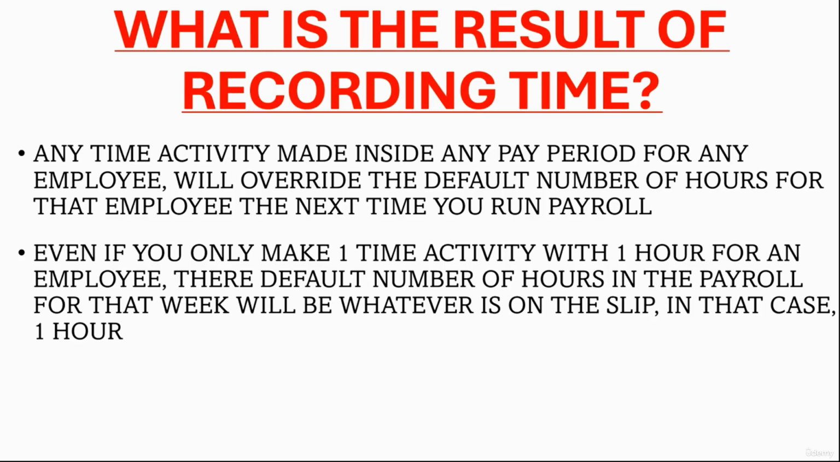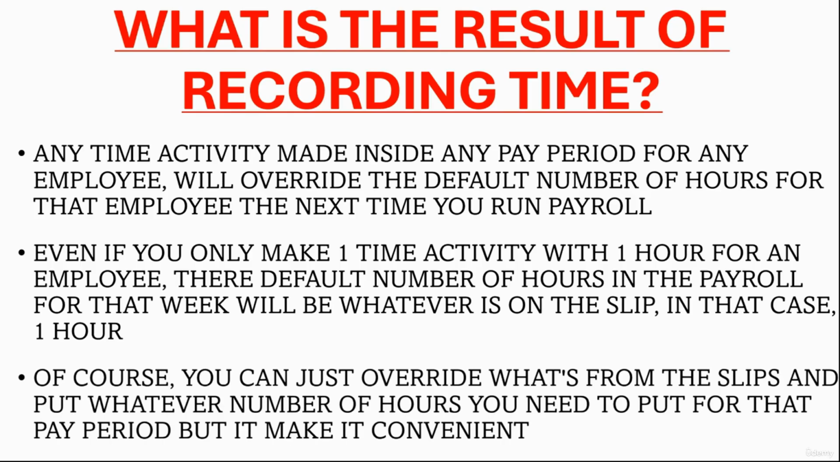Even if you only make one time activity with 1 hour for an employee, their default number of hours in the payroll for that week, whatever it is on the slip, will be there regardless of what you set for the default. So making one little time slip will override the default, and QuickBooks Online will take their hours from the slip rather than the default hours that you set.